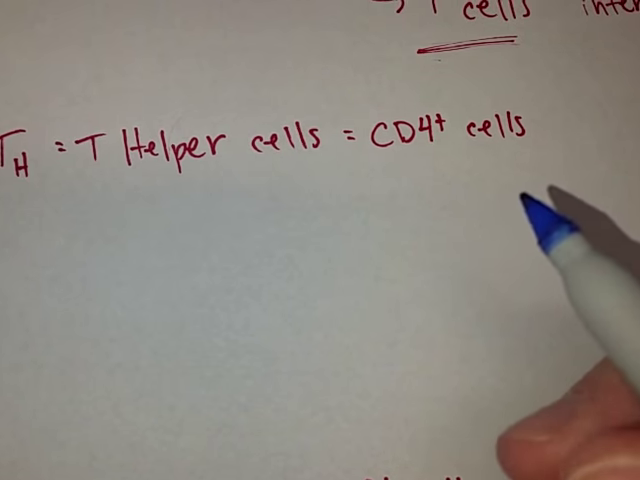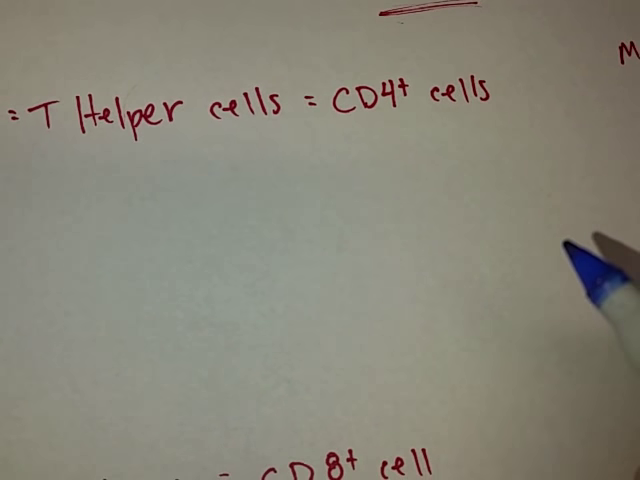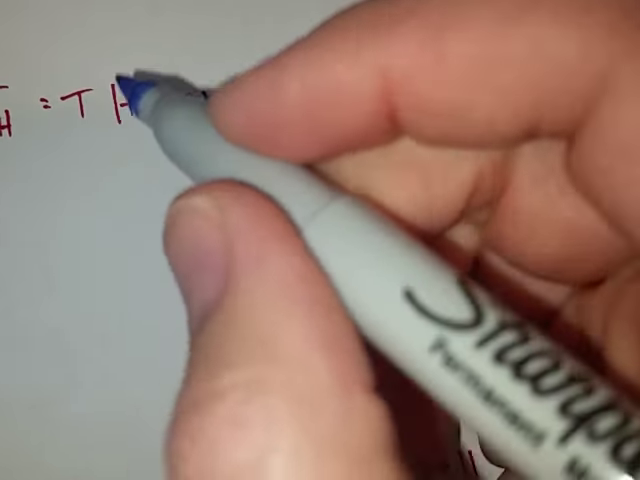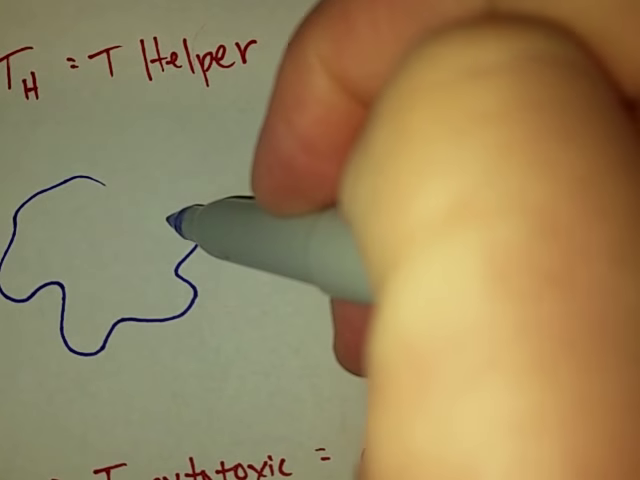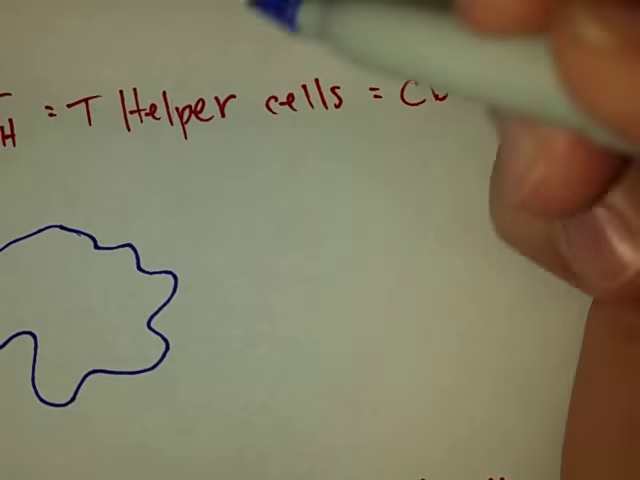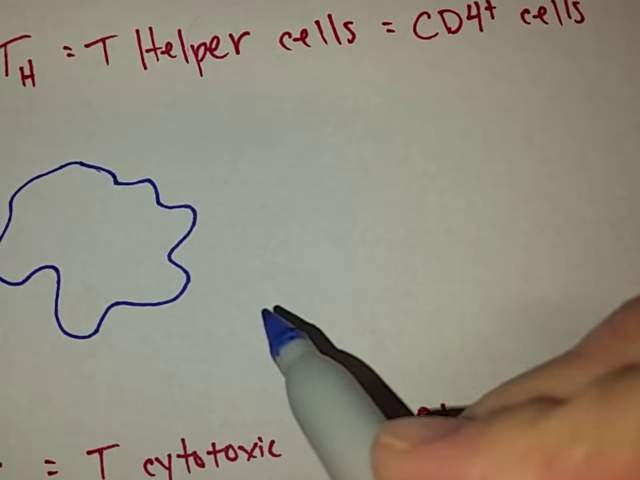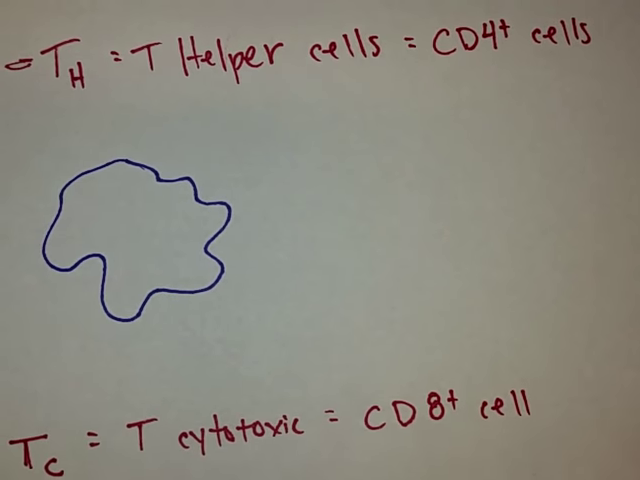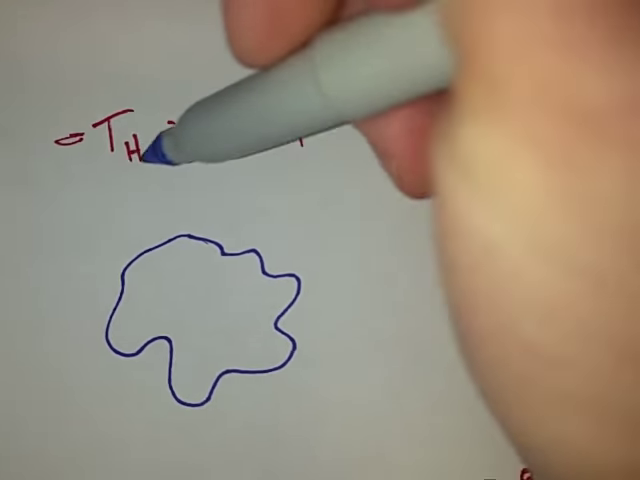So T helper cells are going to interact with what's called an antigen presenting cell. These antigen presenting cells are kind of like, I'll just draw something like a macrophage. So these things are kind of like little cookie monsters. They'll gobble up things from the environment.